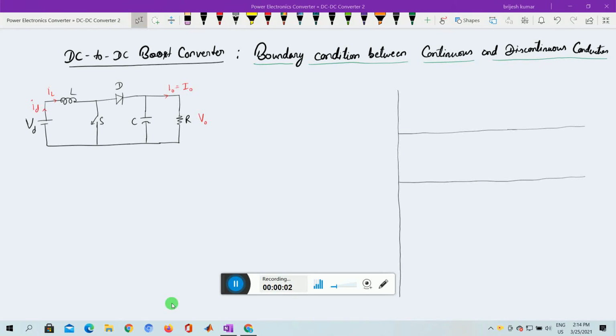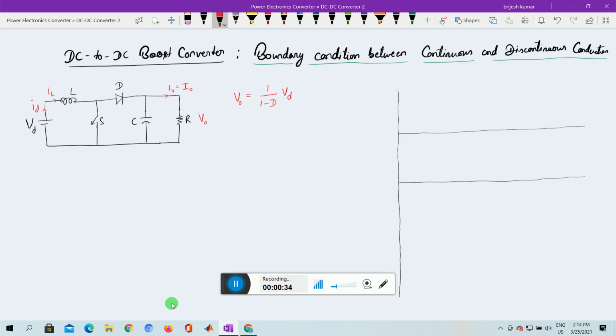Welcome to another video on the DC-DC boost converter. In the first video, we found the relation between the output voltage V0 and the input voltage, and we said the voltage is boosted up. The relation comes out to be V0 equals 1 by 1 minus D times Vd, where D is the duty cycle, the on time over the time period.